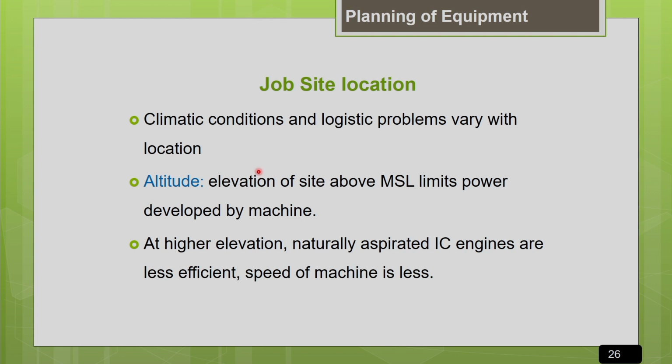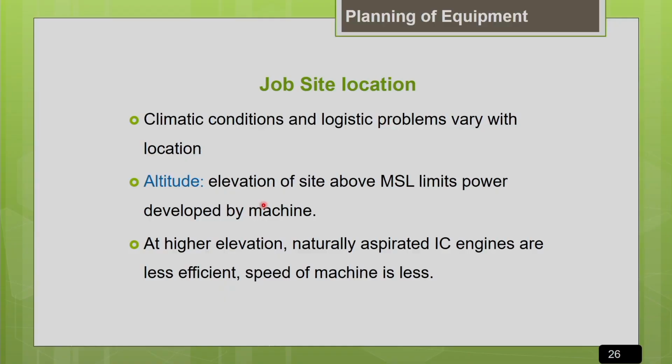So the engine won't be able to perform at the same efficiency as a machine at mean sea level. So you won't be able to realize the efficiency prescribed by the manufacturer. So in that case, what are we supposed to do? That is what is mentioned in this slide. At higher elevation, naturally aspirated IC engines are less efficient. Since they are less efficient, the speed of the machine will also be lesser. So how to overcome this problem?